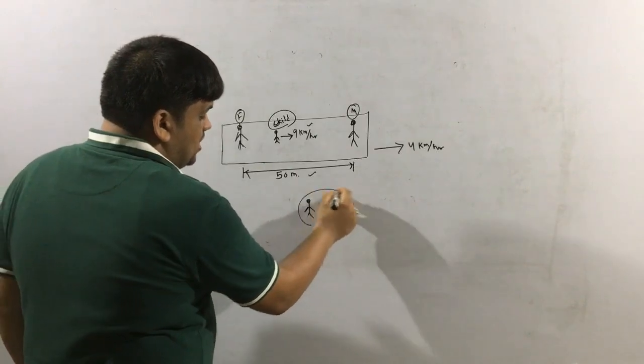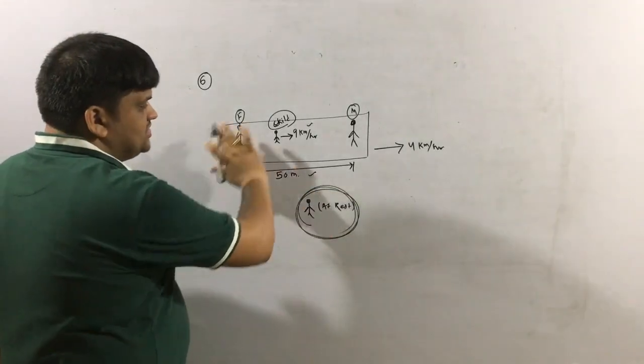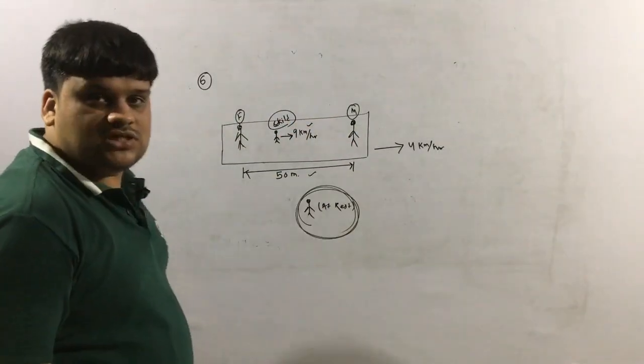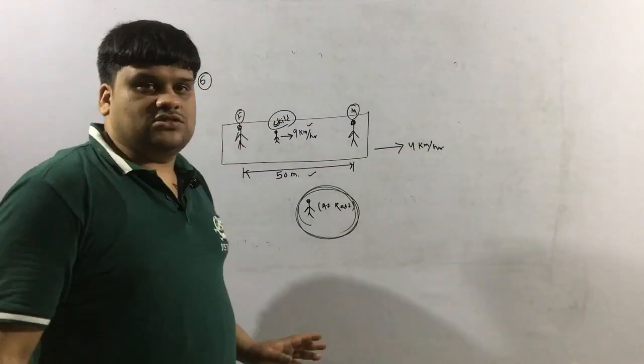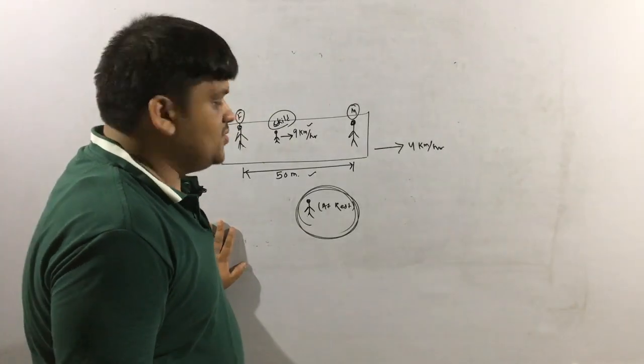Another person is there outside the belt at rest, and this person is watching this situation. Now there are some questions given. This is not for calculation. These questions are just to understand the basic concept of relative motion.